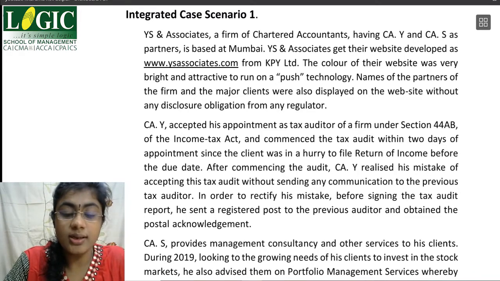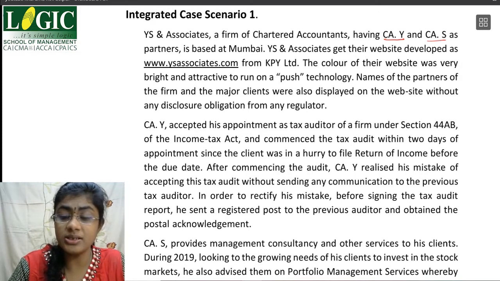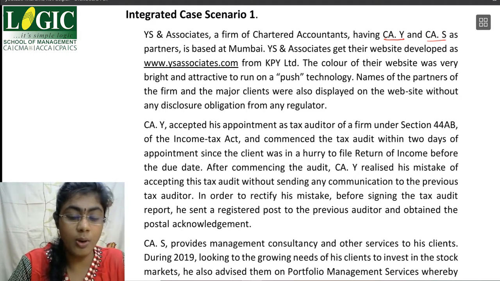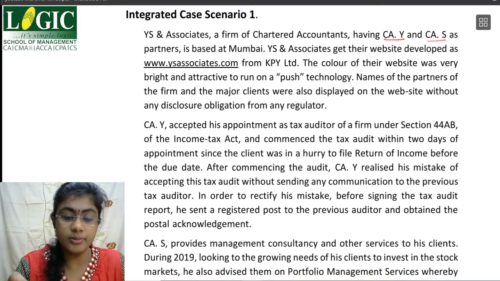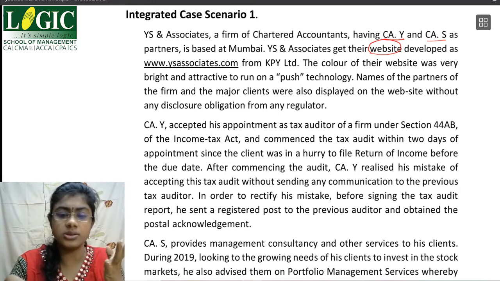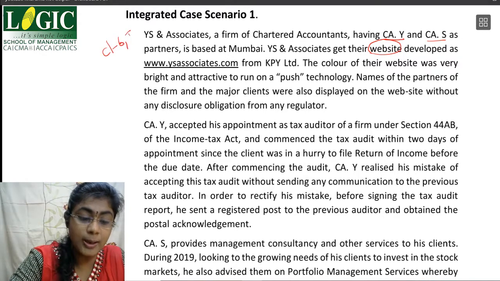Y&S Associates, a firm of chartered accountants having CAY and CAS as the partners, is based at Mumbai. Y&S Associates get their website developed as www.ysassociates.com from KPY Limited. Okay, so something related to a website. When we hear the website, you will be remembering the ethics clause. Which clause? Website. It is Clause 6, Part 1 of the First Schedule.